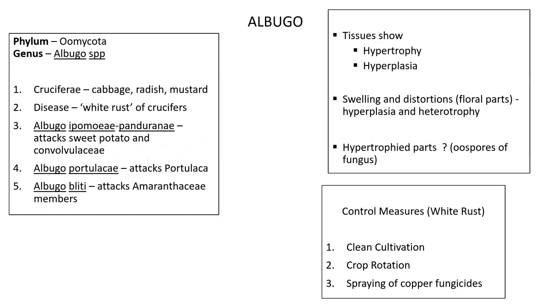Then the tissue shows hypertrophy. What is hypertrophy? What is hyperplasia? And we see swelling and distortion in floral parts in the case of white rust of crucifers. How it is formed and what is responsible for it? The hypertrophied parts of the plant contain the oospores of the fungus. Then what are the control measures, like clean cultivation, crop rotation, or spraying the infected plants with copper fungicides?